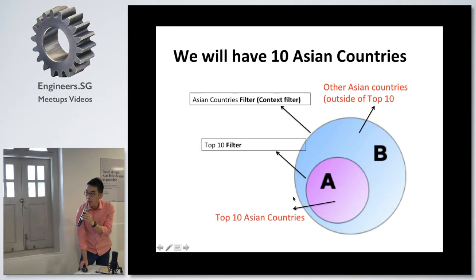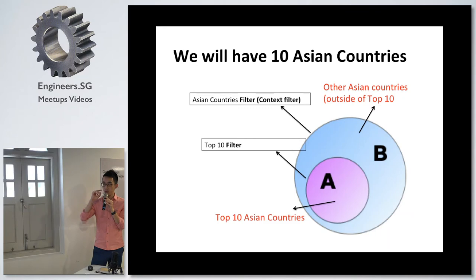So when you first apply the top 10 countries filter, actually, within the top 10 countries in the world, there's no Asian country, which means there's nothing inside. But if you use add to context and do it for Asia, what you're doing is getting all the countries which are within Asia.